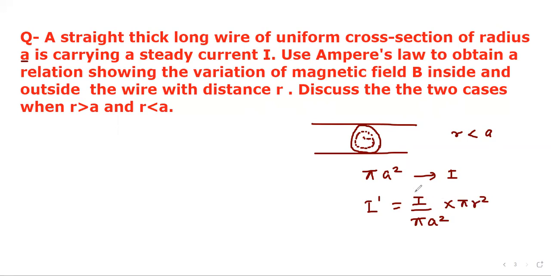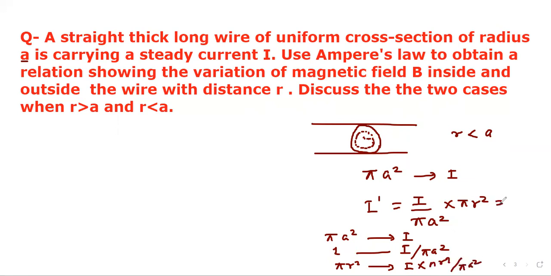Here I have applied the unitary rule that says that if area pi a square contains current I, then unit area will contain I by pi a square, then the given area, that is pi r square, will contain I upon pi a square times pi r square. So this will give I times small r square divided by a square. So we have got I dash as I times r square divided by A square.